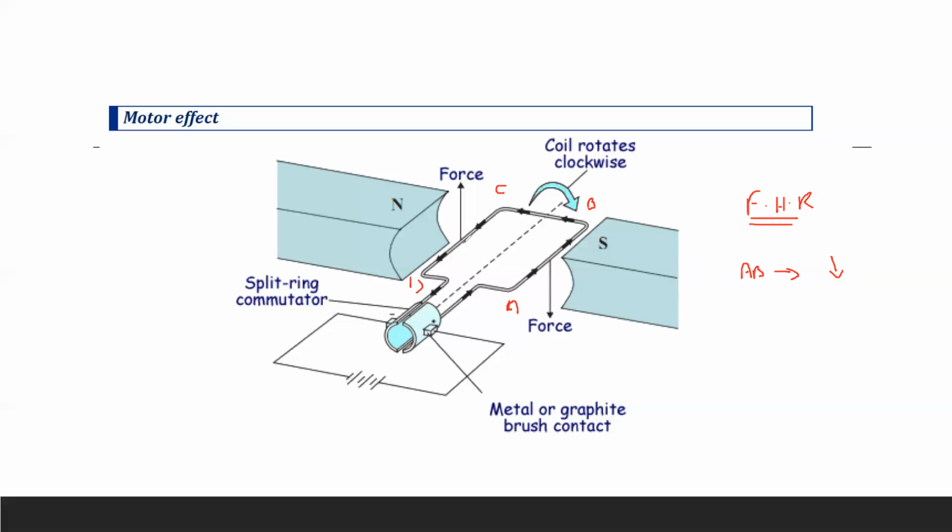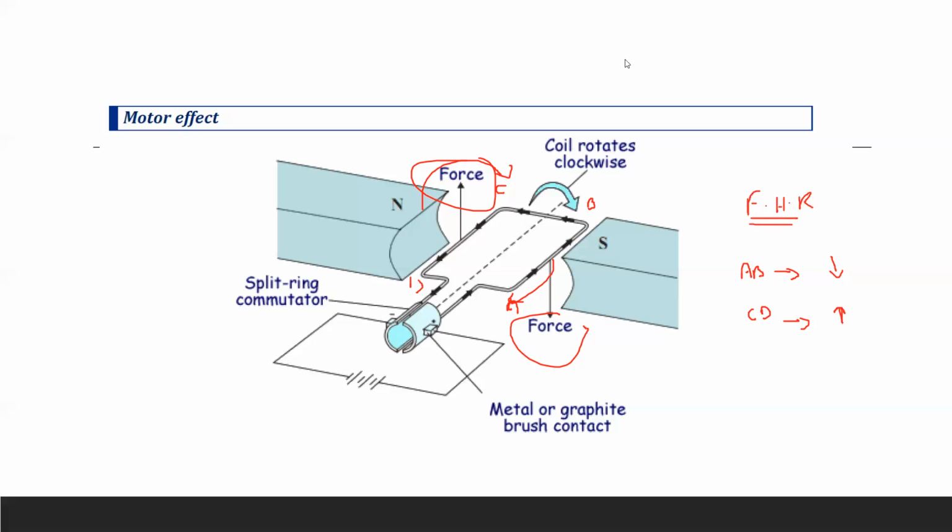But for side CD, the first finger represents the magnetic field, the second represents the direction of the current, and the thumb is pointing up. So for CD, it is up. So it creates a moment, a turning effect, because on one side there is a downward force and on the other side an upward force. So it causes a turning effect, or rotation. The current can also produce a moment if the two forces act in opposite directions and act away from the pivot.